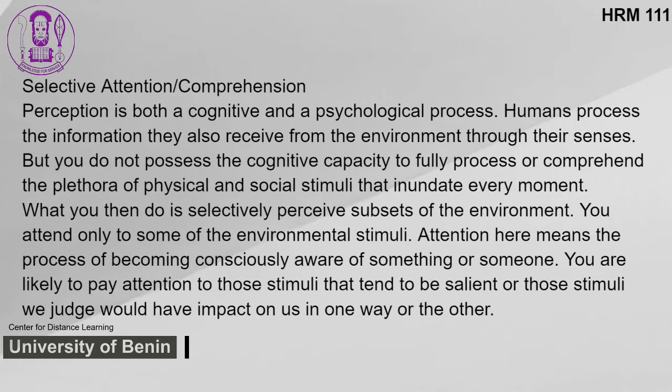Selective attention/comprehension. Perception is both a cognitive and a psychological process. Humans process the information they receive from the environment through their senses. But you do not possess the cognitive capacity to fully process or comprehend the plethora of physical and social stimuli that inundate every moment. What you then do is to selectively perceive subsets of the environment. You attend only to some of the environmental stimuli. Attention here means the process of becoming consciously aware of something or someone. You are likely to pay attention to those stimuli that tend to be salient or those stimuli we judge would have impact on us in one way or the other.